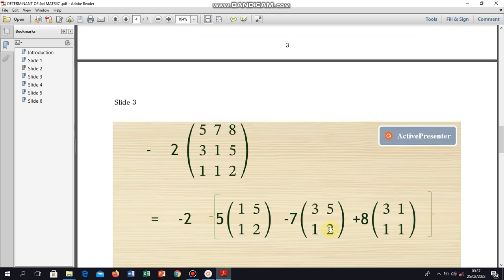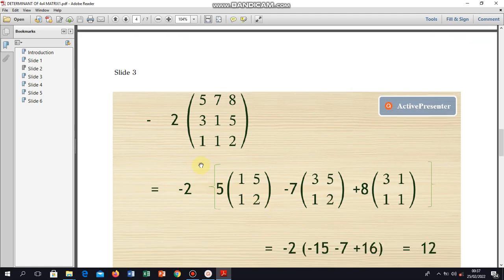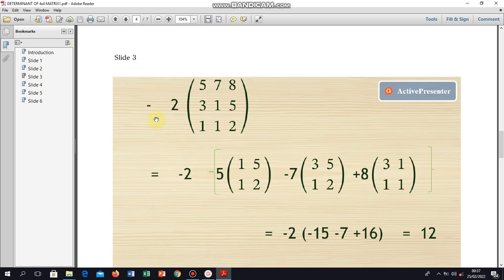From there, we move on to the second matrix with the multiple negative 2. Then we've got 5, 7, 8, 3, 1, 5, 1, 1, 2. What you do is negative 2 becomes the main multiple. We've got 5. When you shield this row and column, 1, 5, 1, 2 will be extracted. We move on to 7. When you shield this row and column, 3, 1, 5, 2 will be extracted. Remember, when we are moving to the second element, the sign rule is considered. Then we move on again to the last element, which is 8. When you shield this row and column, you obtain 3, 1, 1, 1.